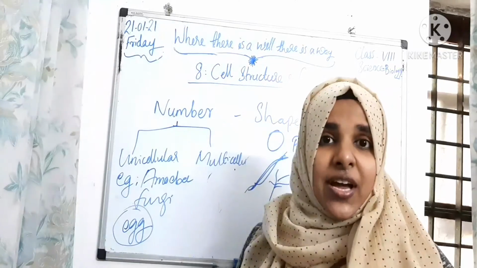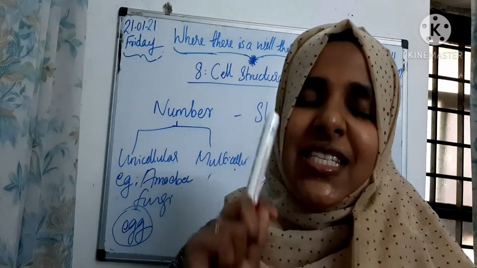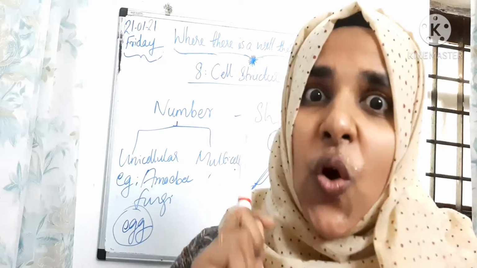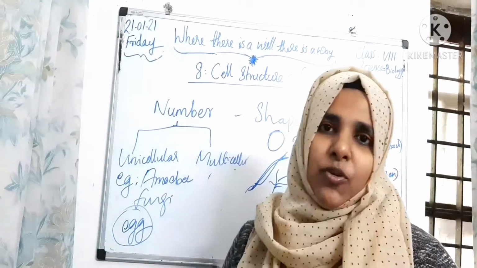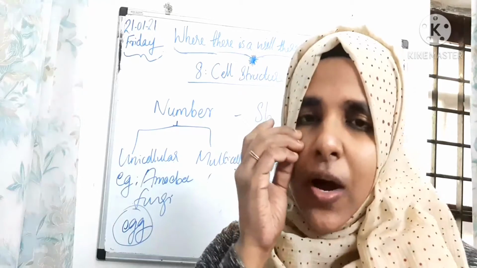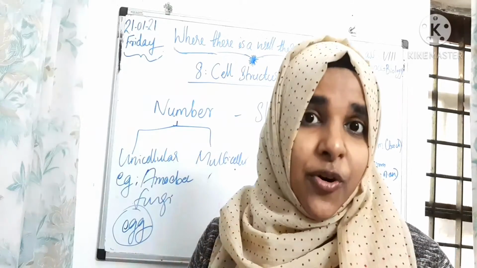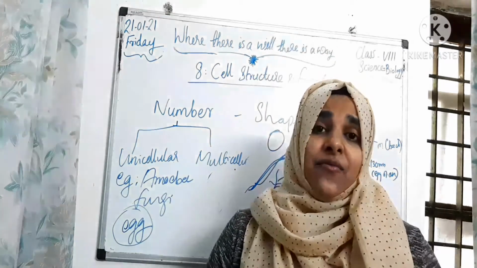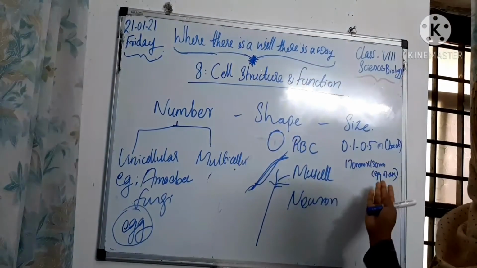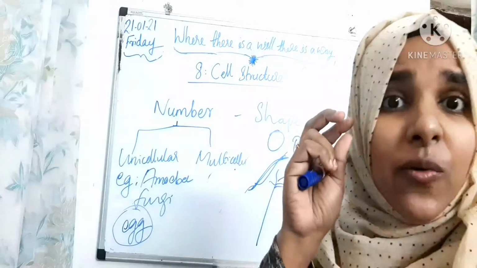So from this we can answer one general knowledge question also. Which is the longest cell in the human body? That is the nerve cell or neuron. Okay, and next we can check the size of the cell. Most cells are microscopic. We cannot see them with our naked eyes. They are very, very small. We have to use a microscope for identifying cells. Among bacteria, we can see the smallest cells, that is 0.1 to 0.5 micrometer. Very, very small. We cannot see them with our naked eyes.